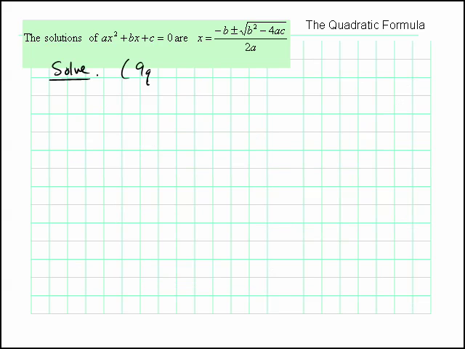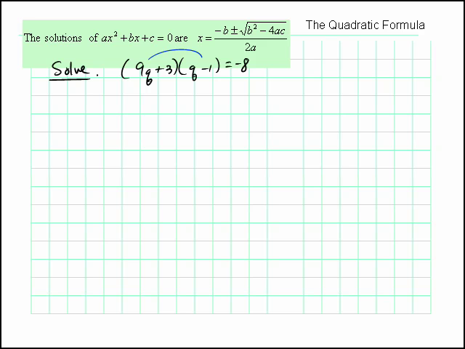9q plus 3 times q minus 1 equals negative 8. Now this one obviously isn't in standard form, and that the left side is factored doesn't do any good. I'm going to have to FOIL everything out as my first step.